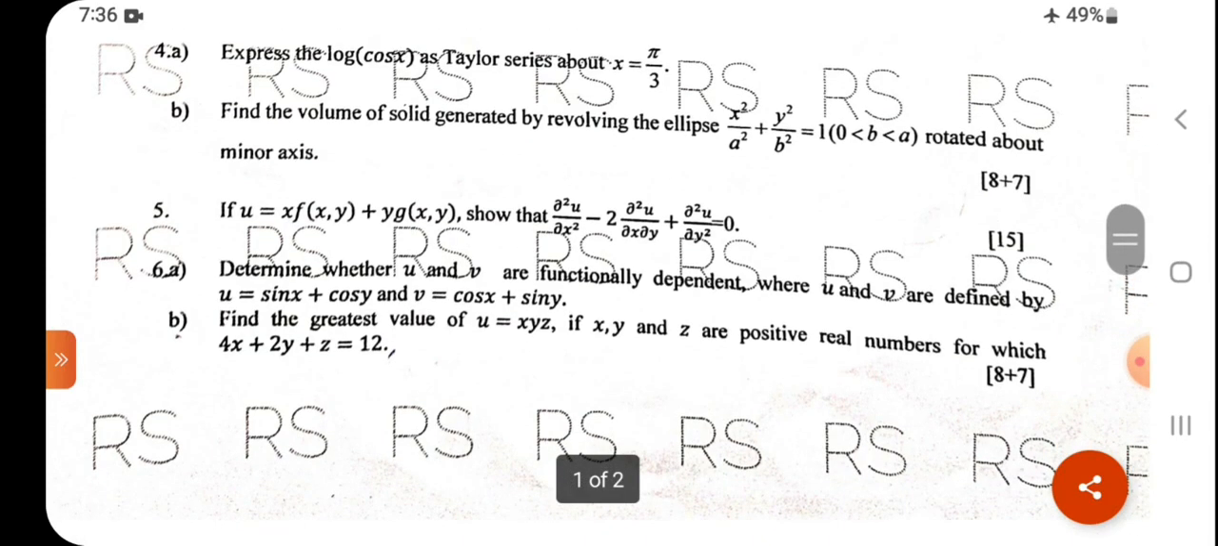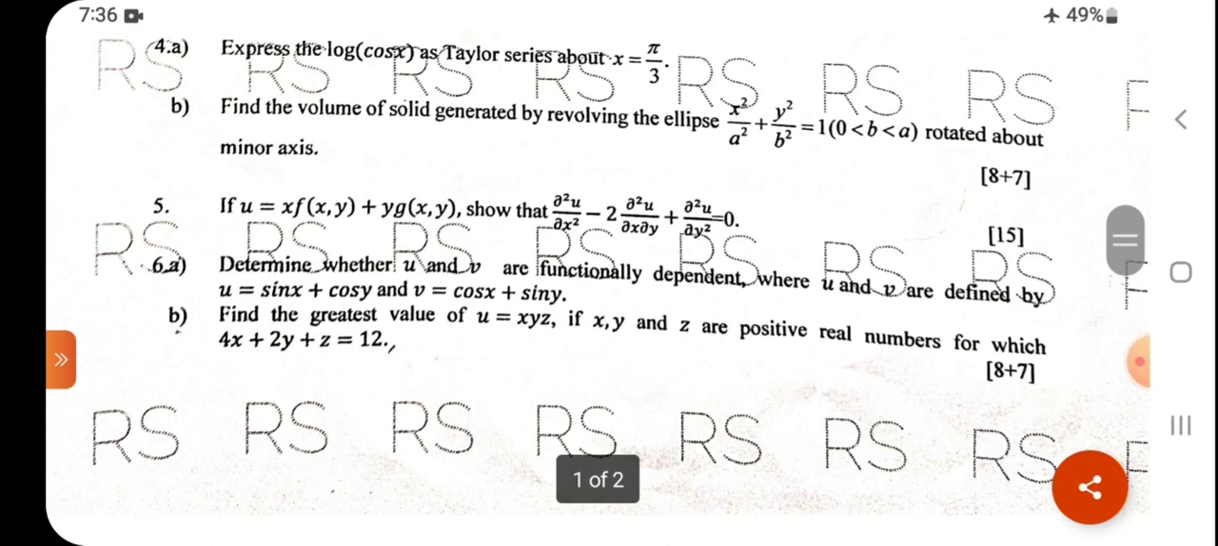Sixth a bit: determine whether u and v are functionally dependent. That means indirectly you are calculating the Jacobian for u and v. Already u and v are the functions in terms of x and y, and x and y are the variables. You calculate the Jacobian. If the Jacobian is equal to 0, you call it dependent, not equal to 0, independent. Just verify it, don't calculate any type of relation.